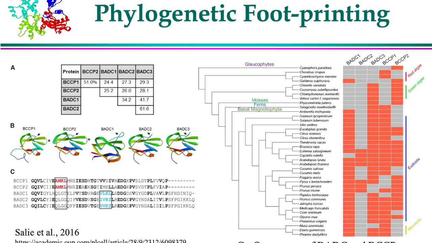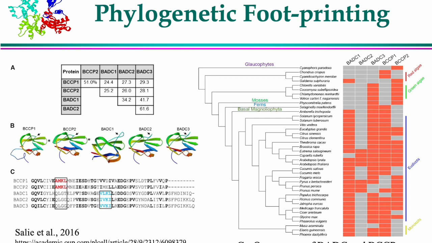Then we studied the phylogenetic footprinting. So the idea is that you use a taxonomy tree. This tree is not built by us. It's based on a standard taxonomy tree. But we can map the genes to each species. And then interestingly, we see that in red algae and early species, we do not see BADC genes. We only see BCCP genes. But then after red algae, like in green algae or more advanced plant species, you start to see BADC genes.